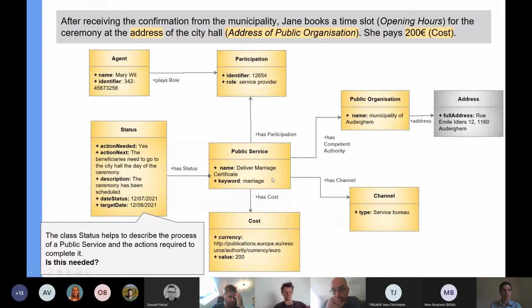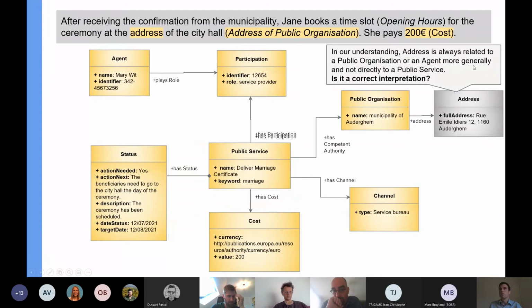Let me quickly check also if. Yeah, indeed. Let's go back quickly to address, Thomas. So just repeating, what we propose here is we think that address is relevant in certain cases for the public service, but we think it's more related to a public organization. So we can definitely have ways to model it, but it will be part of the public organization model, and we can reuse that. So yes, the proposition is to do it like this, and the question behind this or interpretation is that it's always related to a public organization or an agent.